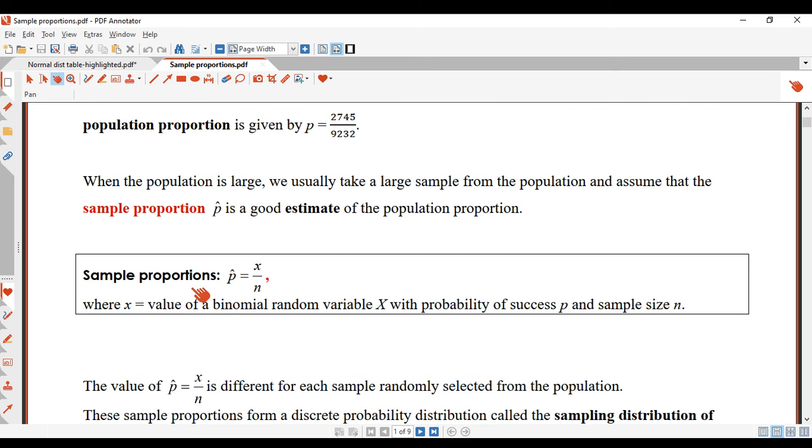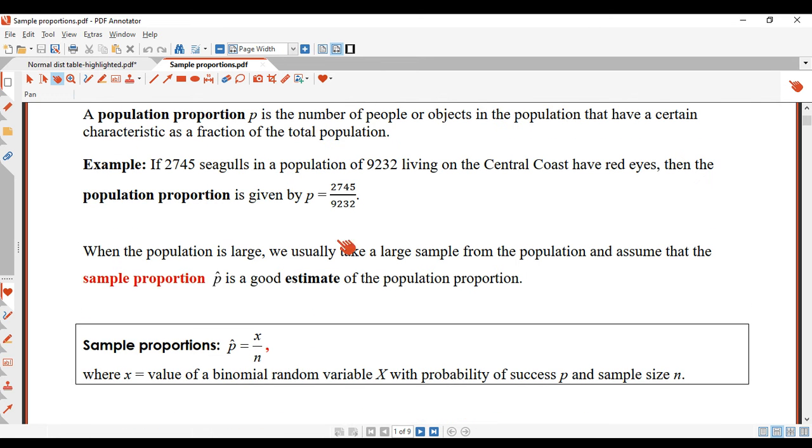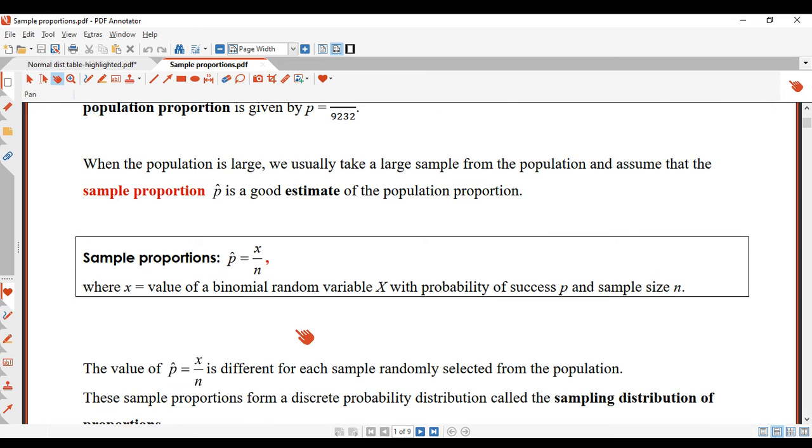Now, there is a nice little formula for sample proportion, very similar to this. It's x over n. X is the value of your binomial random variable x with the probability of success p and sample size n. So n is your sample size and x is the value of your binomial random variable. In this case, for the population proportion, our binomial random variable value was 2,745.